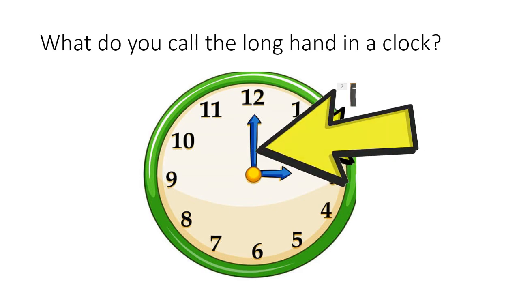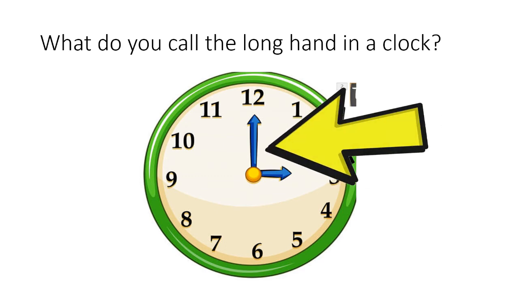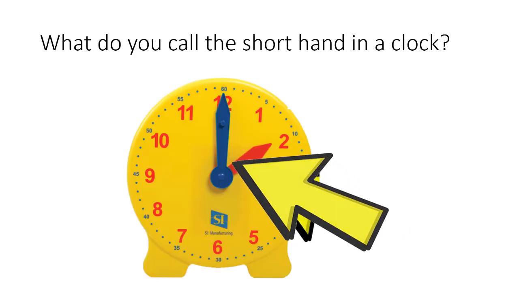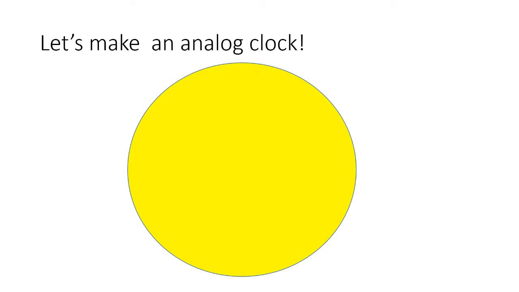What do you call the long hand in a clock? Anyone? Good job. A minute hand. What do you call the short hand in a clock? Who can guess, kids? All right. An hour hand. The answer is hour hand. The short hand is called an hour hand. Good job.